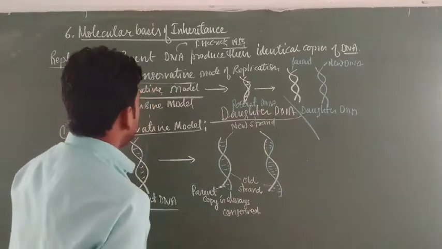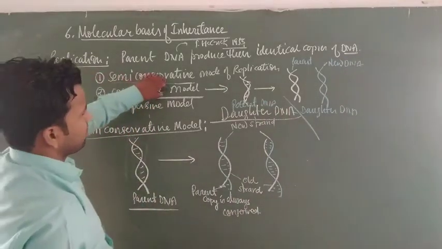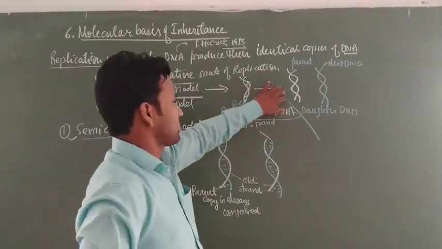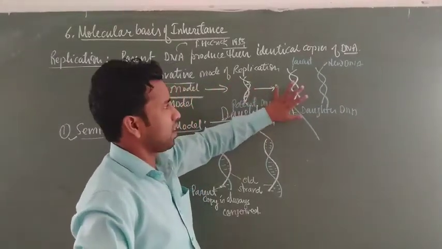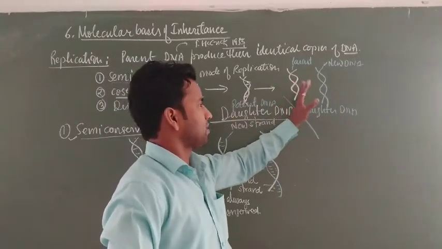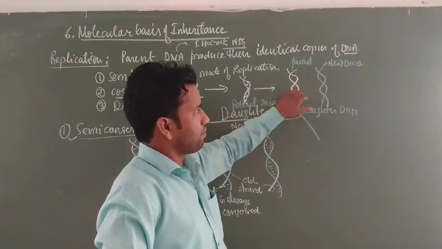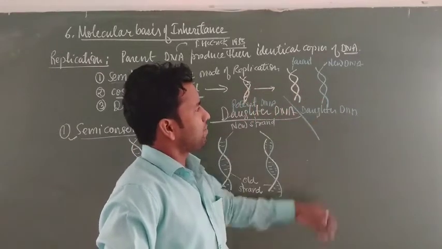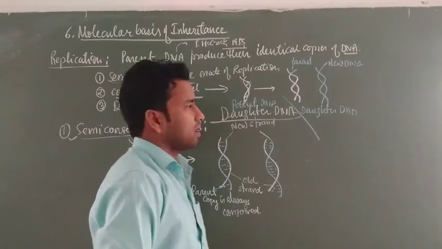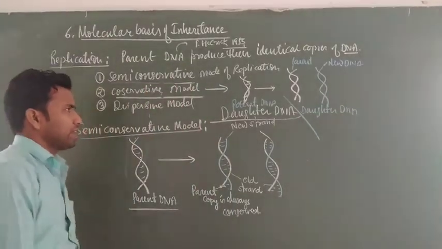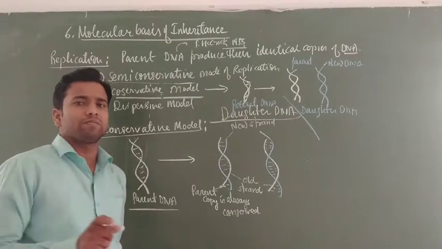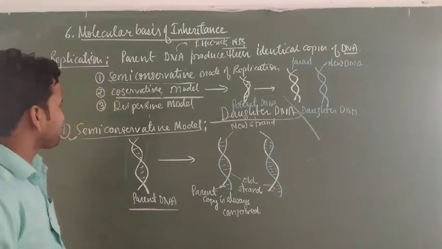In the conservative mode of replication, the parent DNA forms two DNA strands, but out of which half, one of them, is the same as the parent DNA, and the other strand should be new. You can say that in the conservative mode of replication, one DNA is always conserved as the parent.